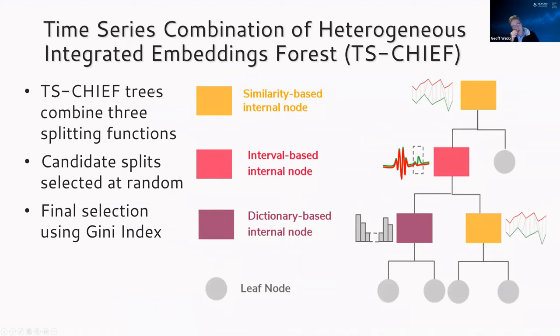So proximity forest is taking the elastic ensemble component of the highly accurate COTE classifier, but COTE also includes interval-based and dictionary-based components. So we decided to try to introduce those into our tree classifier. So it's using three types of splitting function. It's still selecting candidate splits at random, selecting a large pool of them and then doing a selection using the Gini index.